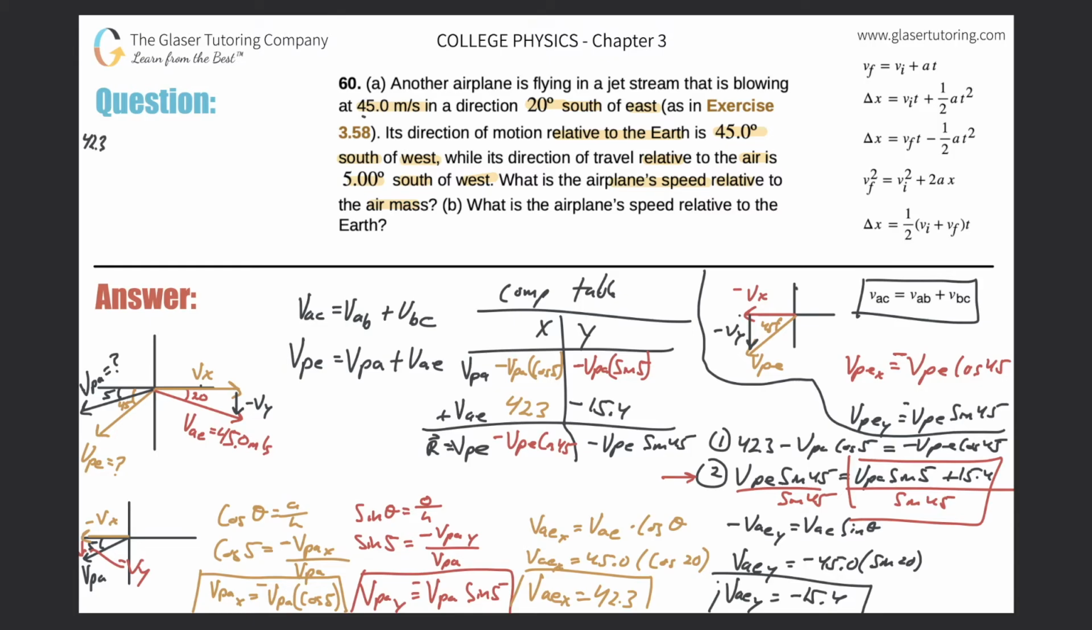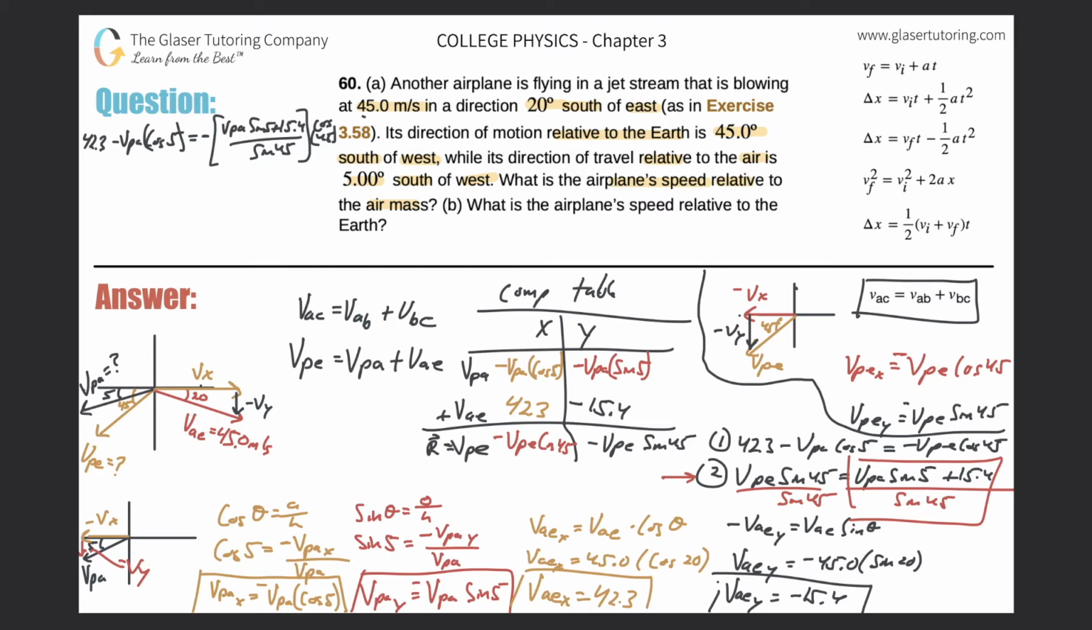42.3 minus VPA cosine of 5 times cosine of 5 will equal negative, put your brackets now. So this is now going to be VPA sine of 5 plus 15.4 divided by sine of 45. And then don't forget the cosine of 45, all times cosine of 45. Just ran out of room there, but I think you guys get that.